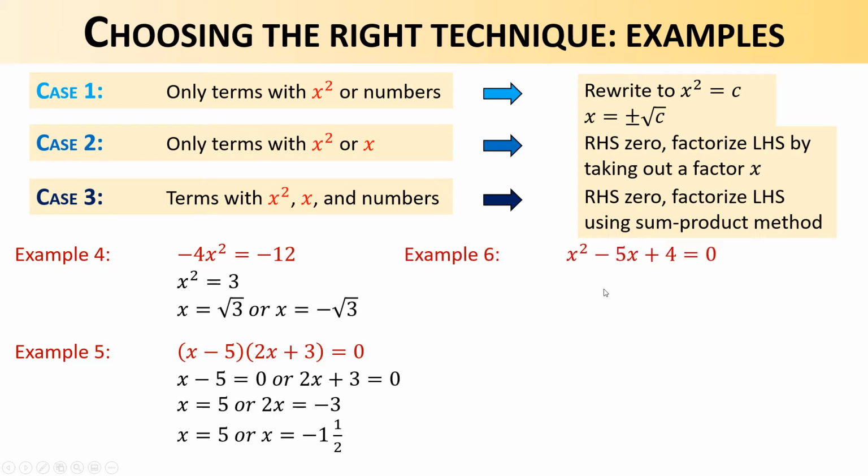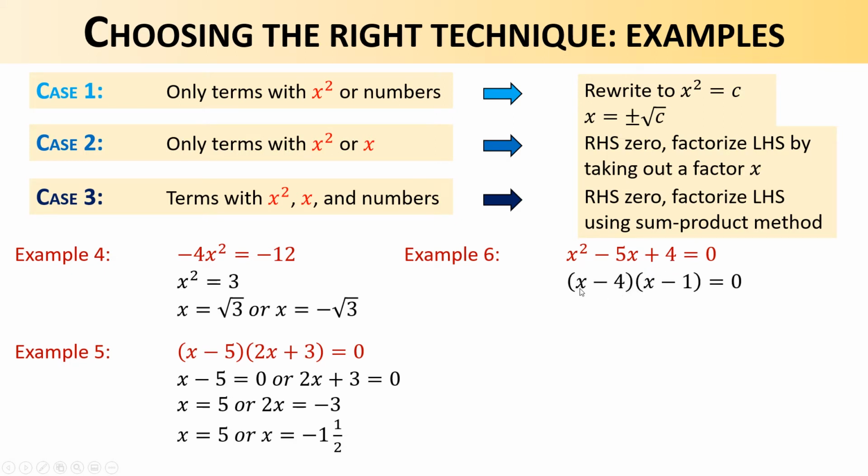Final example, x squared minus 5x plus 4 is 0. We have terms with x squared, x, and a number, so we're going to use the sum product method, looking for two numbers whose sum is negative 5 and whose product is 4. The product is positive, but the sum is negative, so this will be two negative numbers. And the numbers we're looking for will be negative 4 and negative 1. Negative 4 plus negative 1 is negative 5, and negative 4 times negative 1 is positive 4. So the numbers are negative 4, negative 1.